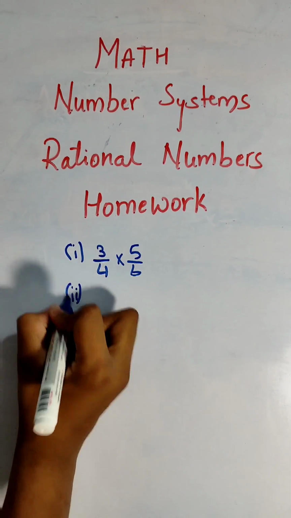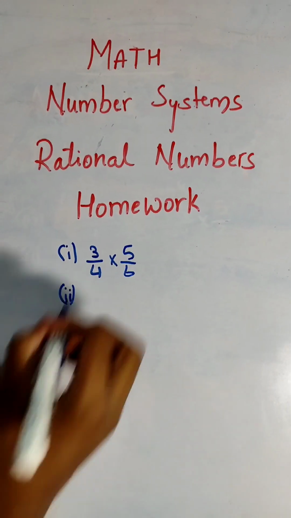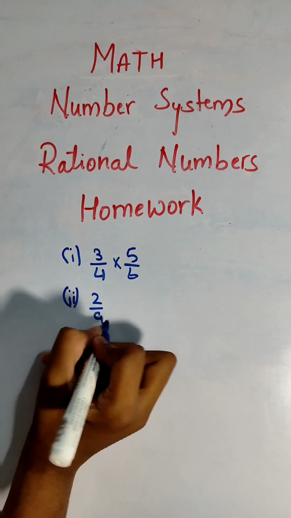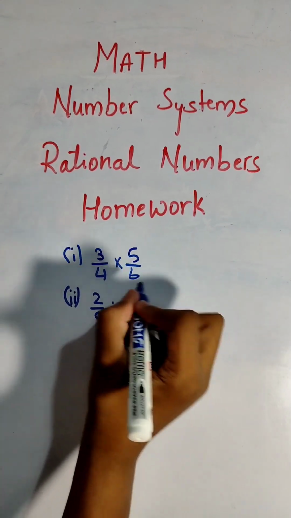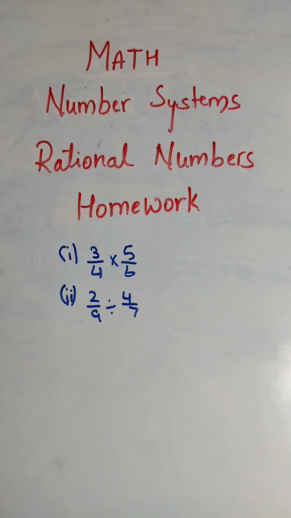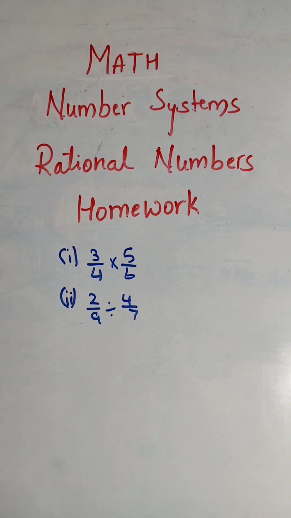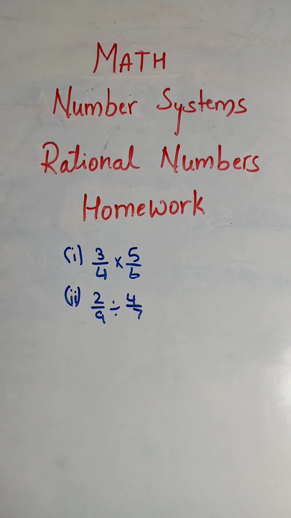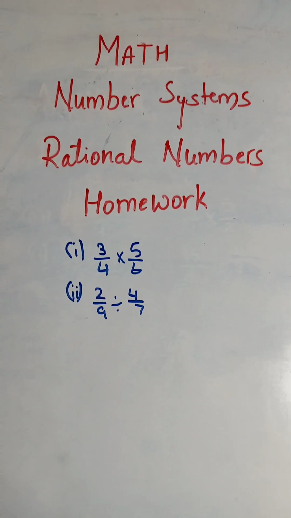The second one that we'll be taking will be for division: 2 by 9 divided by 4 by 7. Again, a very simple one. There are no complexities in these. That is, it's not very complex. It's very simple to solve.